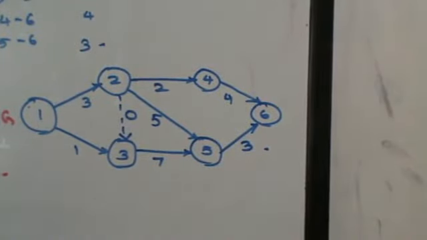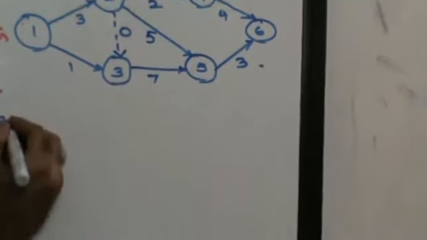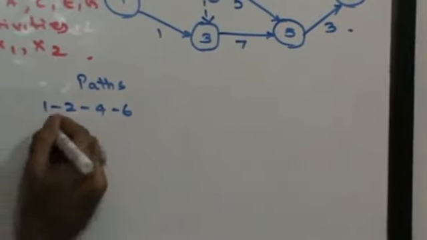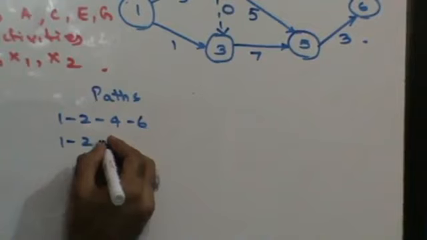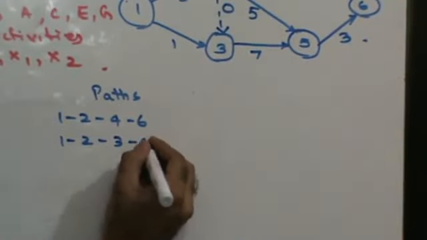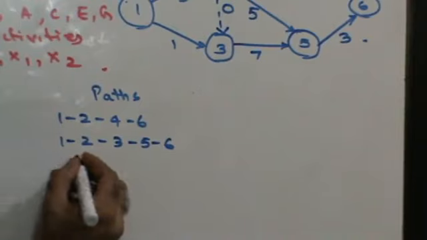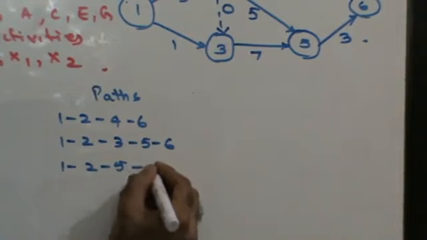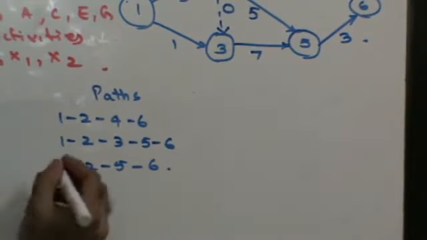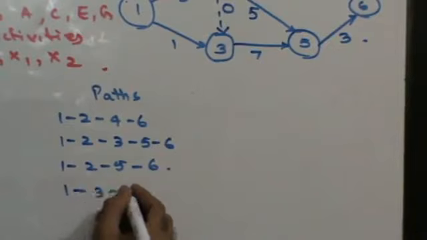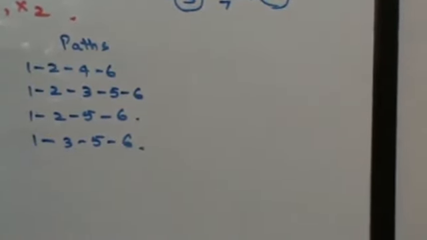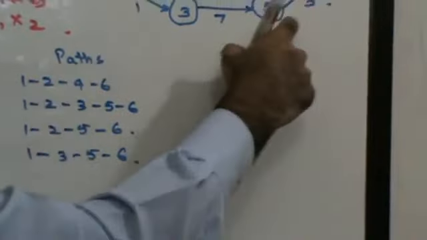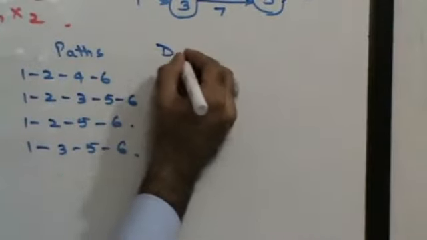Right? Once I have my network diagram, then I can find out the various paths. You can have 1, 2, 4, 6. You can have 1, 2, 3, 5, 6. You can have 1, 2, 5, 6. You can have 1, 3, 5, 6. Those are the 4 different paths you can have. Last part. Right? Duration.